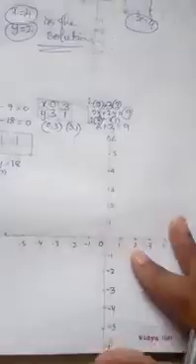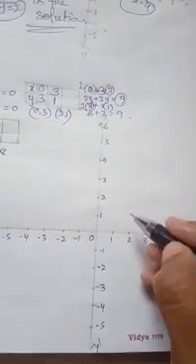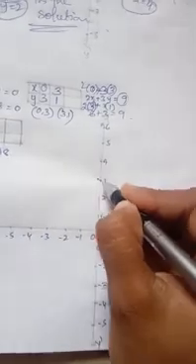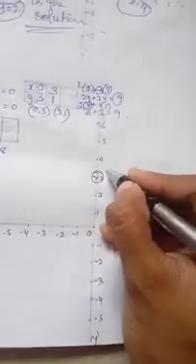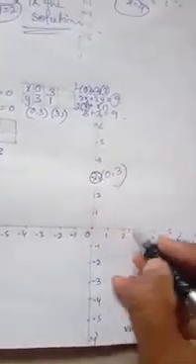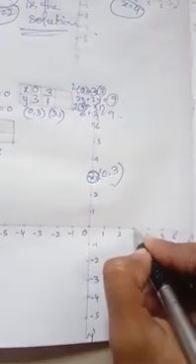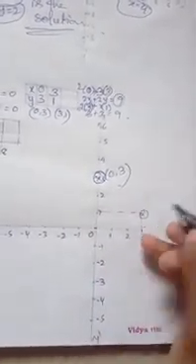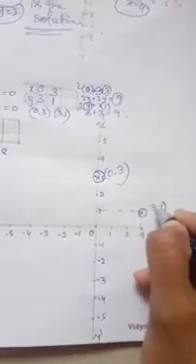We draw the straight line for the 2 points. We get 0, 3 means 0 on x-axis, 3 on y-axis. This is the point 0, 3. And 3, 1 means 3 on x-axis, 1 on y-axis. Therefore, by joining these two, we get the 3, 1 point.